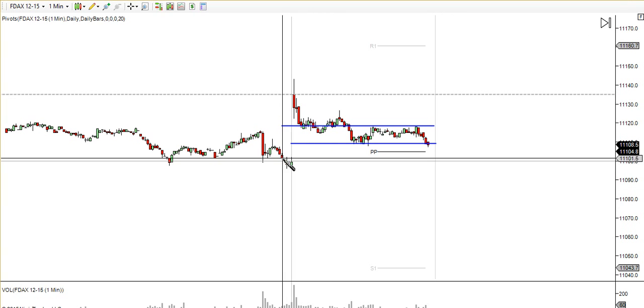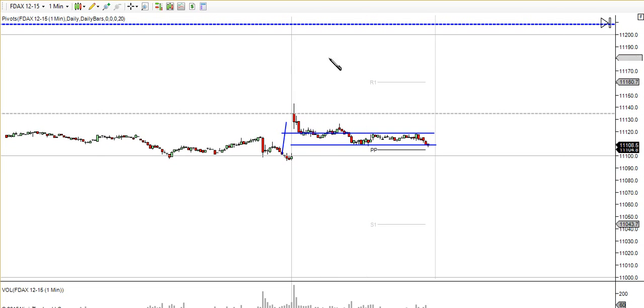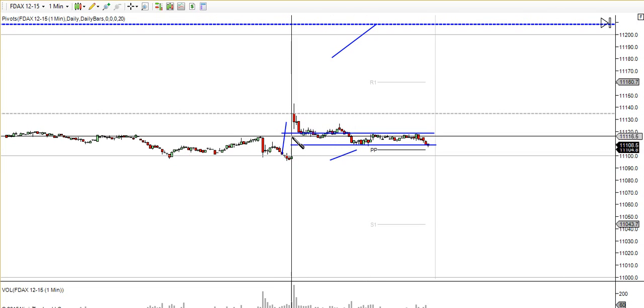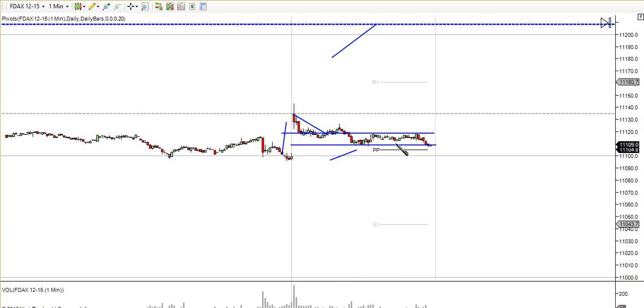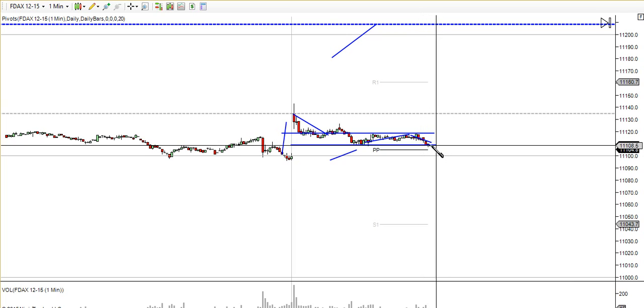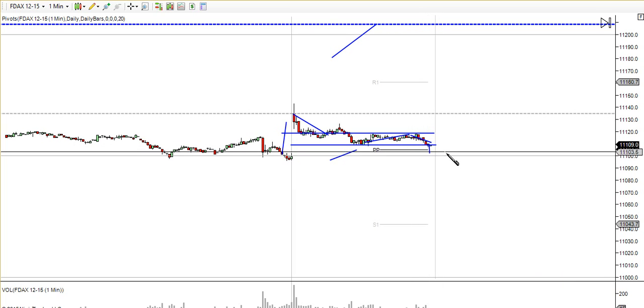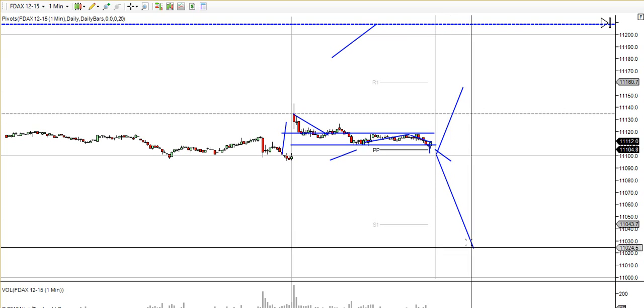So the price gapped up at the open and opened in the middle of the 200s and 100s range, almost in the middle, then sold off immediately. Now let's see if this range is going to go down to the pivot point and the 100s and then rally back up, or if it's just going to break to the downside.